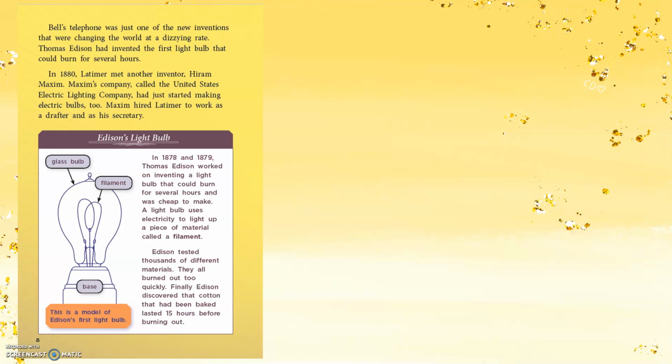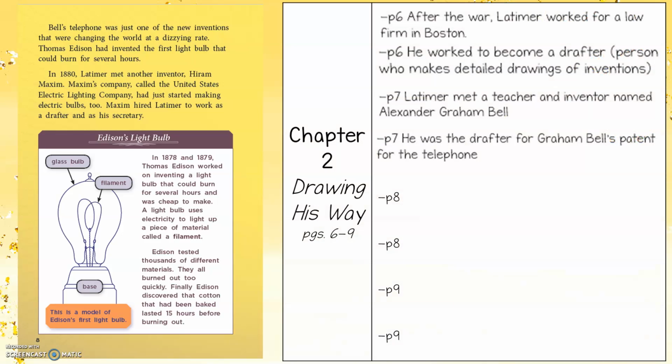On page 8, we have two parts to focus on. We have the regular text up here, and we have this graphic insert with a diagram, labels, and a short blurb about Edison's light bulb. Now, as important as it is to read, this is not going to be about Latimer's life. This is telling us more about the Edison light bulb. So we shouldn't really use anything from this graphic because it's not directly related to Latimer's life.